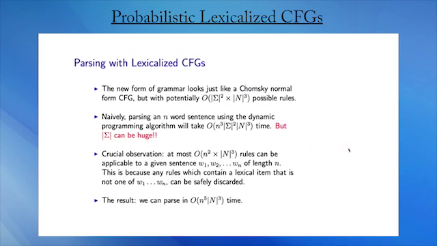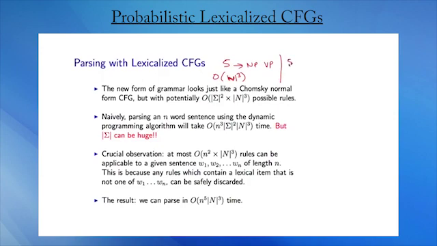Next, let's talk a little bit about parsing with lexicalized CFGs. I don't want to go into tremendous detail about parsing algorithms for lexicalized PCFGs, but I want to give you a sketch here. The main point being that you can use a very, very similar dynamic programming algorithm to the dynamic programming algorithm we saw for regular PCFGs. So the new form of grammar I've just shown you is very similar to a Chomsky normal form CFG. But whereas before we had rules like S goes to NP-VP, so there are order N cubed possible rules where N is the number of non-terminals, so I have N times N times N.